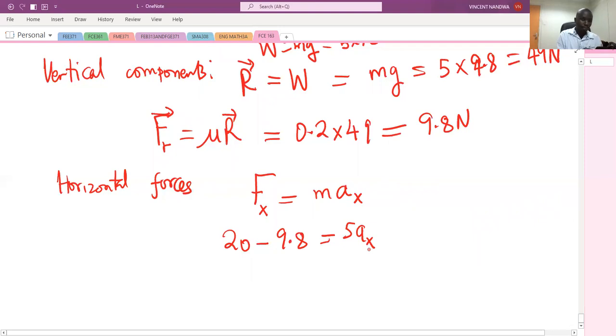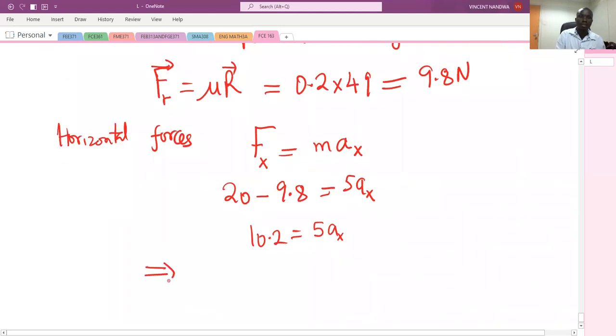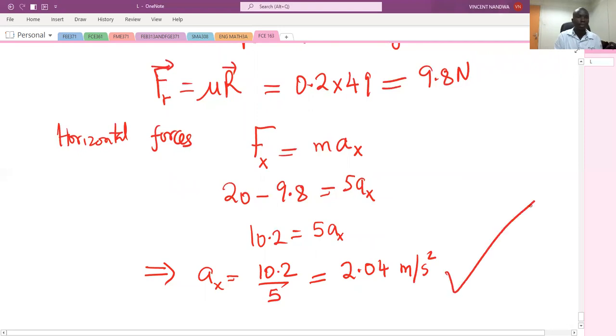So 20 minus 9.8 is 10.2, which equals 5a. That means the acceleration will be 10.2 divided by 5. Dividing this by 5, we get 2.04 meters per second squared. So that is the acceleration.